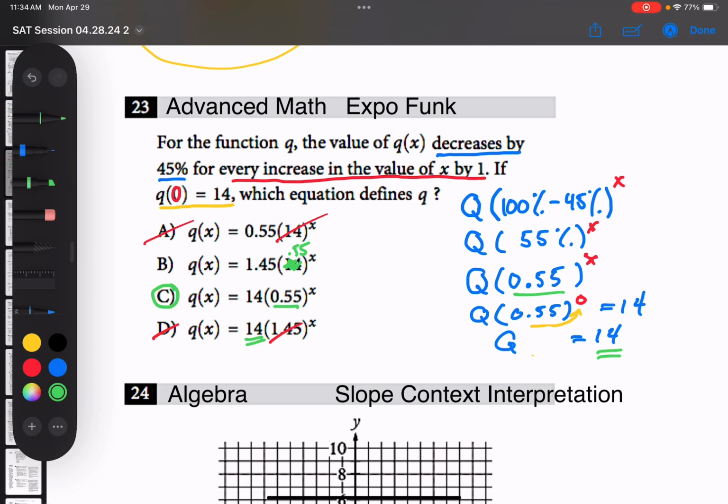That's 14, and that's 14. This guy is not 14, so good night. So D, I'm sorry, this is our 14. So C is our answer, and D's out because they show us a 1.45 within the parentheses, which would mean a 145% increase, but in this case, we have just 0.55.